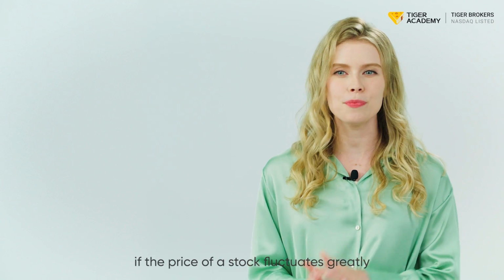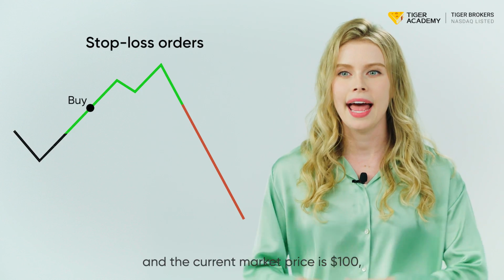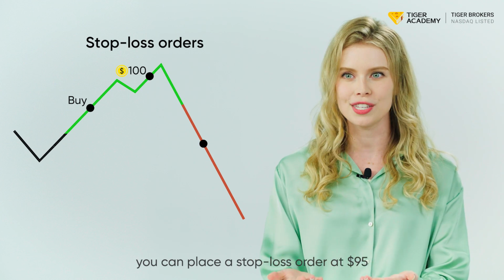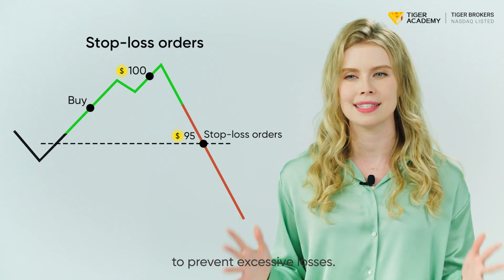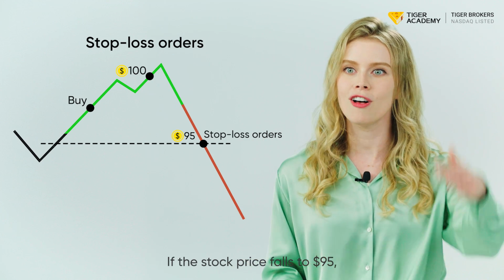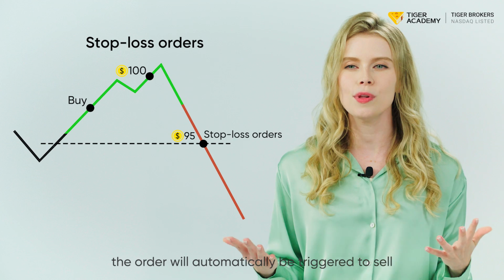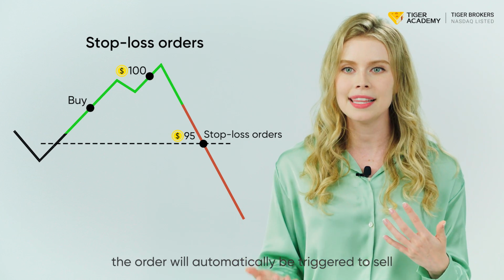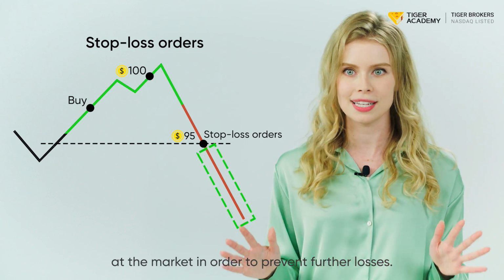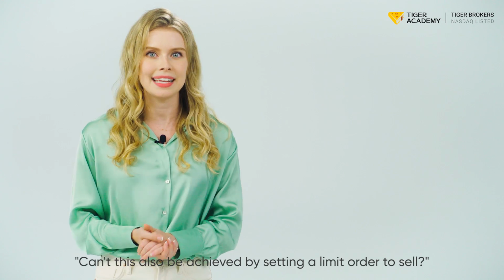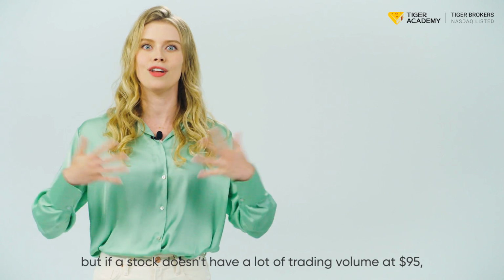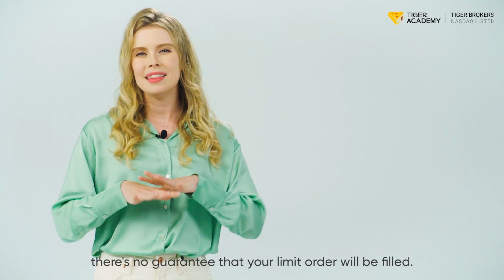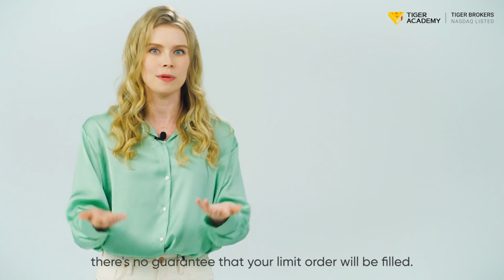For example, if the price of a stock fluctuates greatly and the current market price is $100, you can place a stop loss order at $95 to prevent excessive losses. If the stock price falls to $95, the order will automatically be triggered to sell at the market in order to prevent further losses. Many investors will ask, can't this also be achieved by setting a limit order to sell? It's possible, but if a stock doesn't have a lot of trading volume at $95, there's no guarantee that your limit order will be filled.